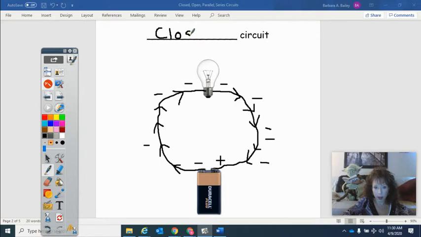So there are no breaks in the flow of electricity or the current, and the battery makes a complete loop to the light bulb and then back to the battery with a continuous flow. So that's called a closed circuit. Right. So you guys can draw that.